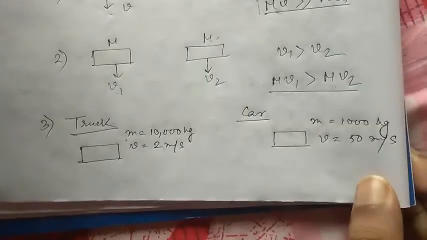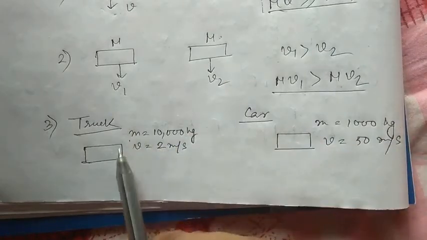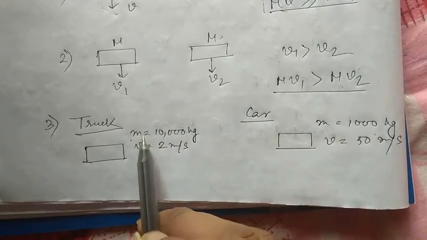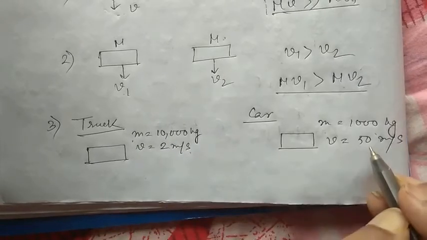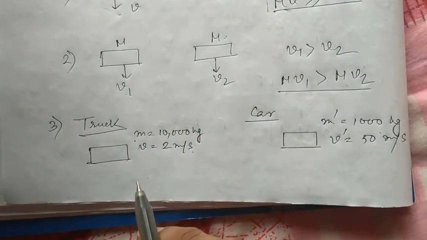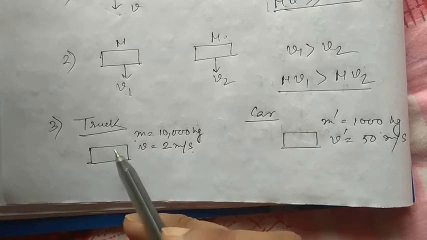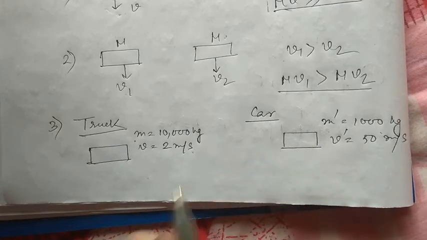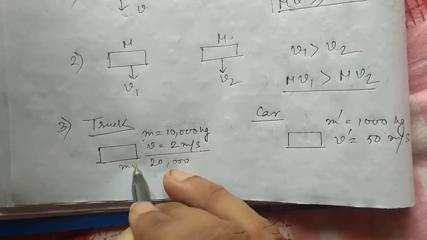Now we take a third instance in which both the mass and the velocity are not the same. Suppose we take a truck of mass 10,000 kg and a car of mass 1000 kg. The velocity of the truck is 2 meters per second. The velocity of the car is 50 meters per second. You have to denote them by m dash and v dash. Now the same question arises: what is the amount of force required to stop the two vehicles? Which one will be the greater one? The momentum of the truck is 20,000.